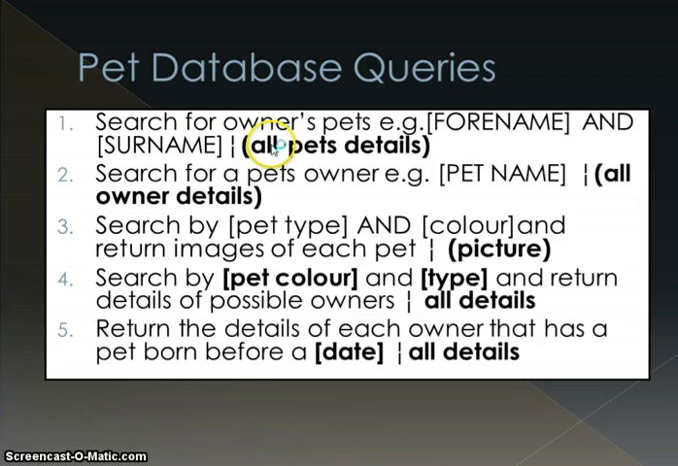So to do it, this is how it works. In this particular query, we're going to type in a forename, so Alex, and then bring back all the pet details that Alex owns in the database. Let me show you how that works. It's very similar to what we've done already, to be honest.